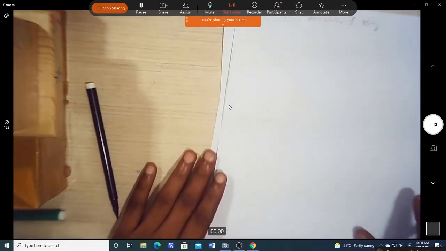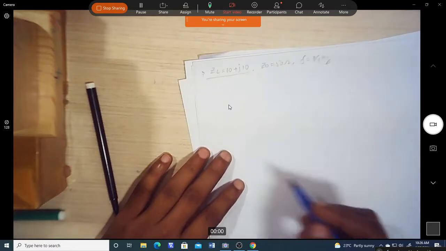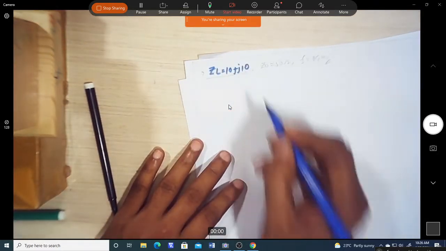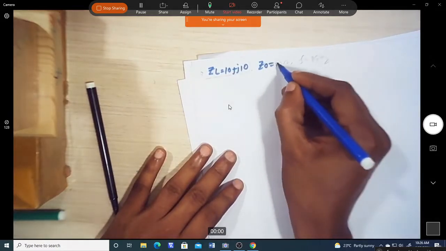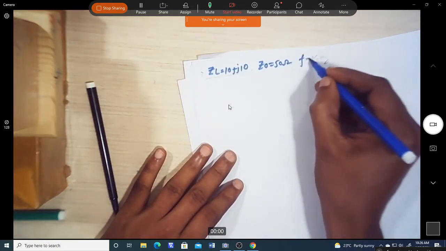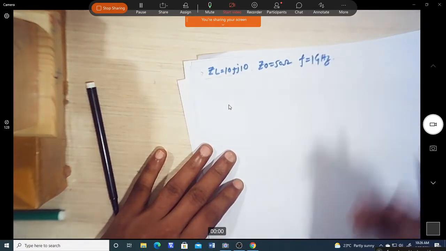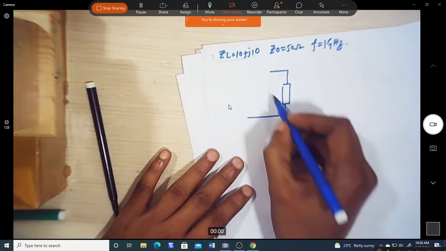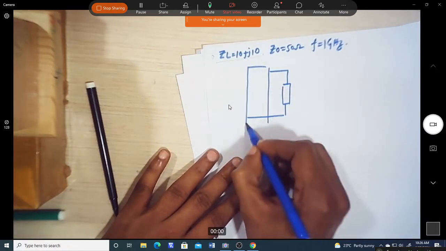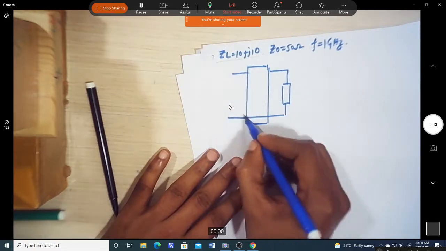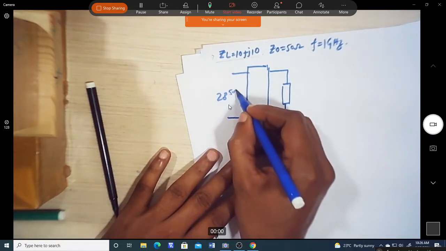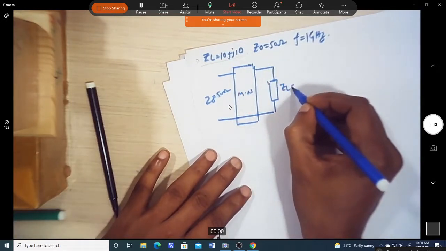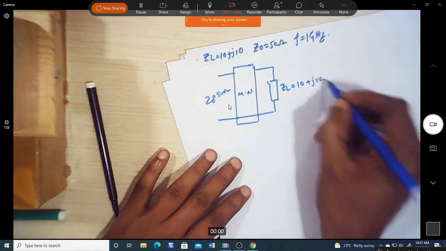Okay, so let us take this problem, where we have ZL equal to 10 plus J10, and Z0 equal to 50 ohm, and F equal to 1 gigahertz. So now we have the load, and we need to design a matching network to match the Z0, which is 50 ohm. So we need to find this matching network for this ZL value, which is 10 plus J10.